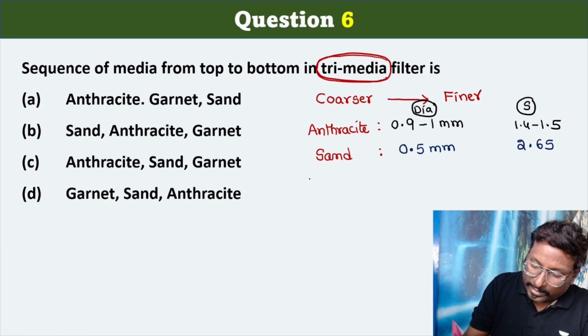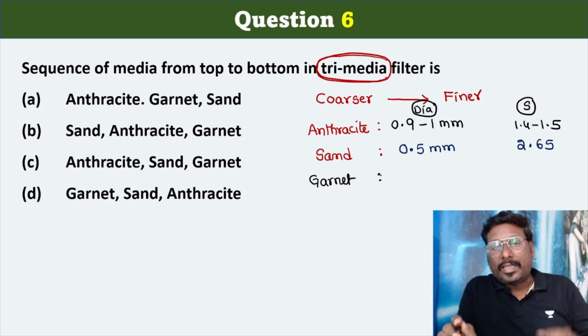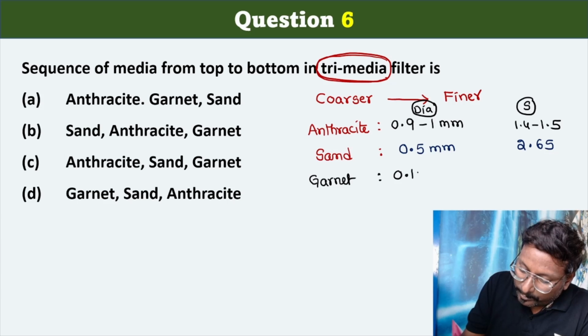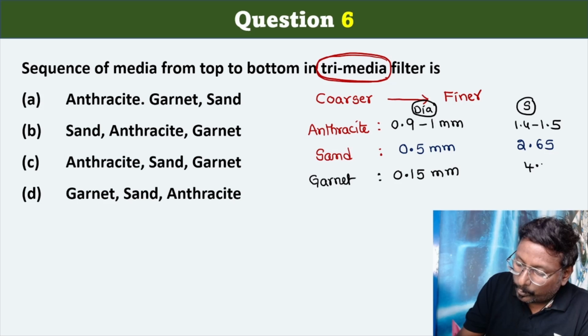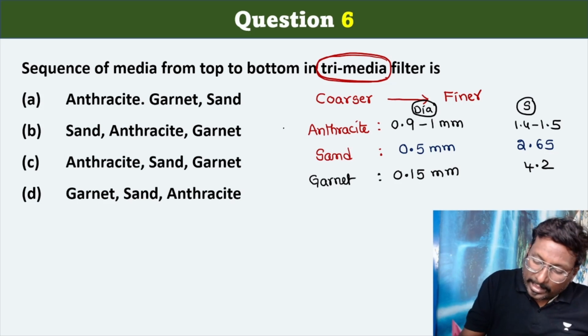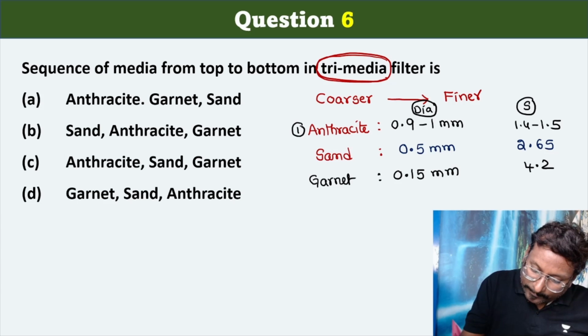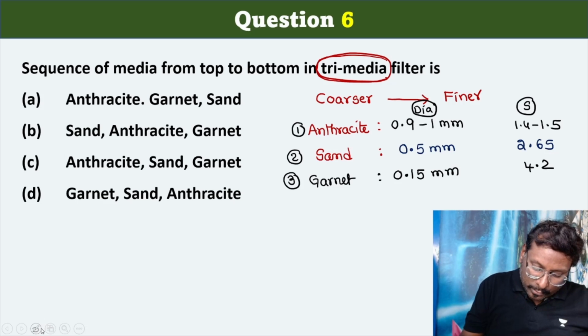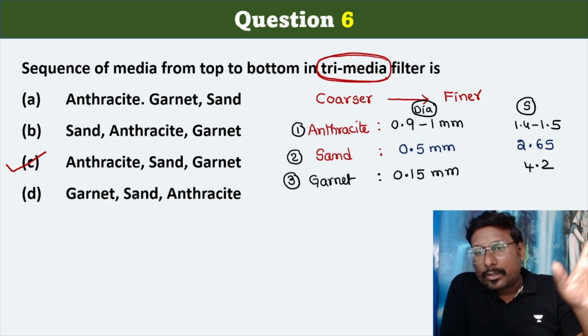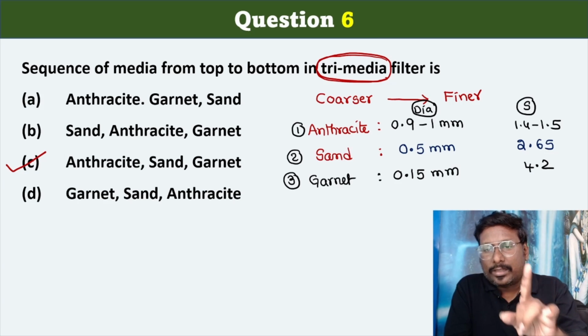Finally, the finer particle will come, garnet. Garnet is the lowest size particle, very fine, whose diameter is 0.15 mm, specific gravity 4. So coarser to finer, what is the order? First anthracite, then sand, then garnet. So what is the option? Option C. So don't take finer to coarser. Coarser to finer: anthracite, sand, garnet.